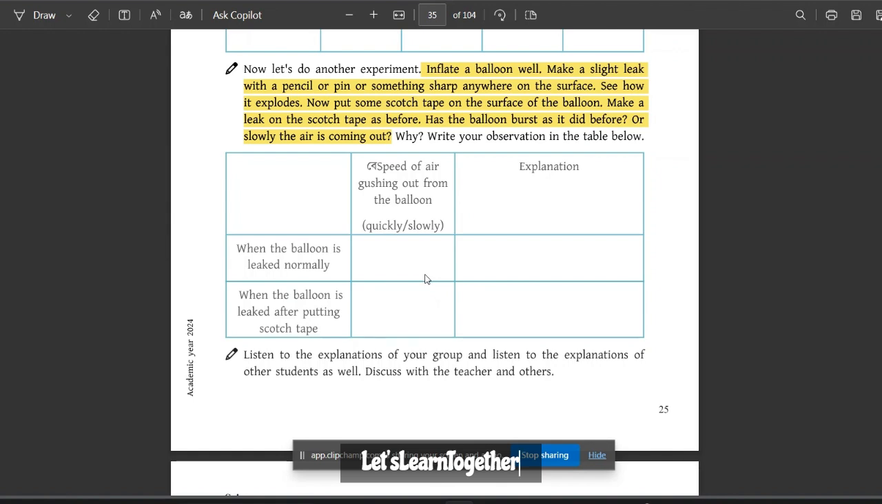And now you have to see in which case the air is present at a very high pressure inside that balloon, right? So in which of these two cases did the air come out rapidly, okay, at a very fast pace? You have to see that when you pricked the balloon directly with the pin, or when you pricked it after putting a scotch tape on that region of that balloon. So you have to write that explanation over here.